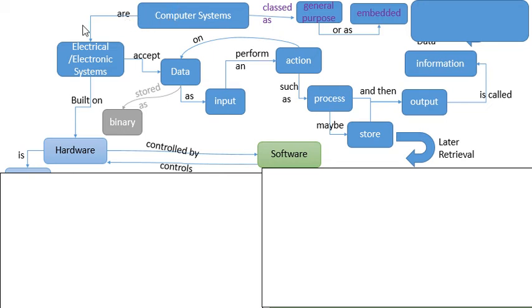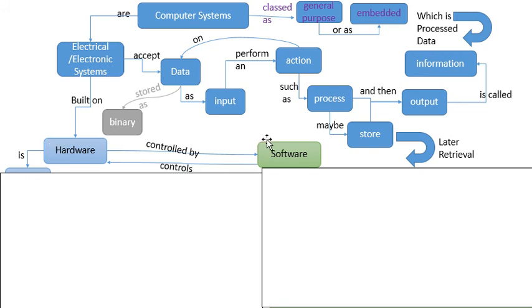So computer systems are electrical or electronic systems that accept data as input, and they perform an action such as processing their data and then outputting their data, or maybe they store their data for later retrieval. What is output is called information, which is the term we use for processed data. These electronic computer systems, which are also information systems by the way, are built on hardware and software.